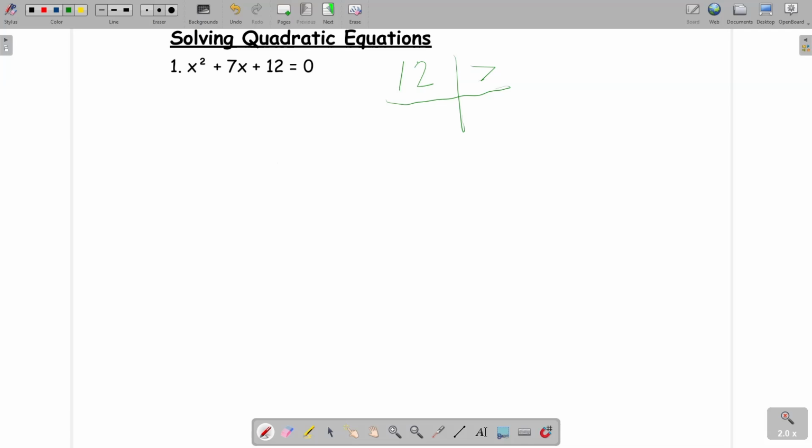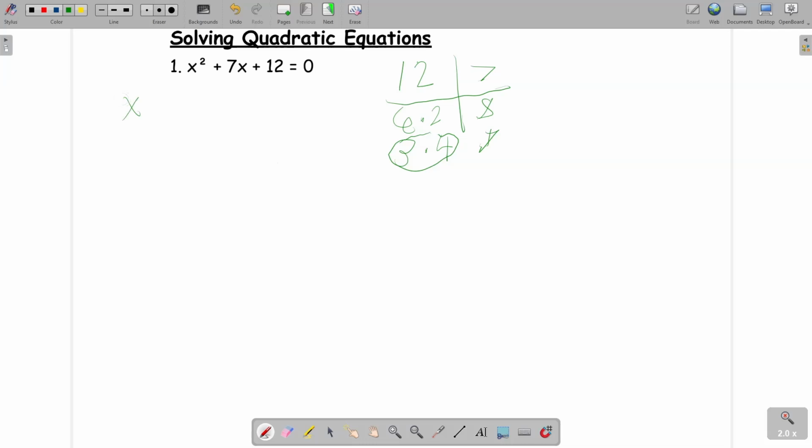So like, let's say, okay, 6 and 2, that equals 12. I mean, 6 multiplied by 2 is 12. 6 plus 2 is 8, right? That doesn't work. Okay, 3 times 4, that's 12, and that does give us 7. So these two are going to be the two numbers that we use.